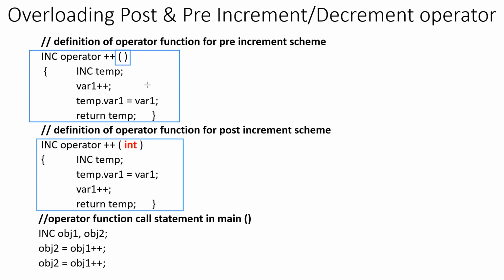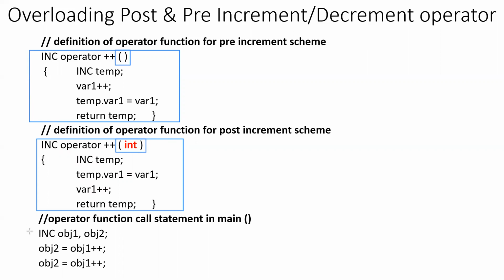As you can see, nothing has been written in the argument list of the pre-increment operator, and int has been written inside the argument list. So this is the difference, how a compiler comes to know while mapping the two member functions with the function call statements, which is a pre-increment and which is the post-increment. Pre-increment does not mention anything and post-increment mentions the int.